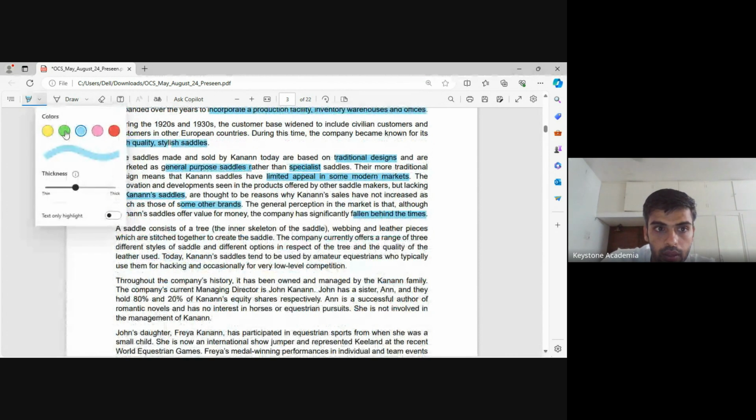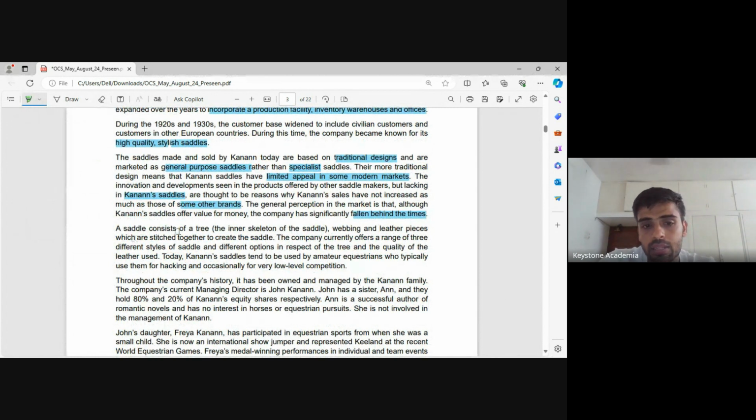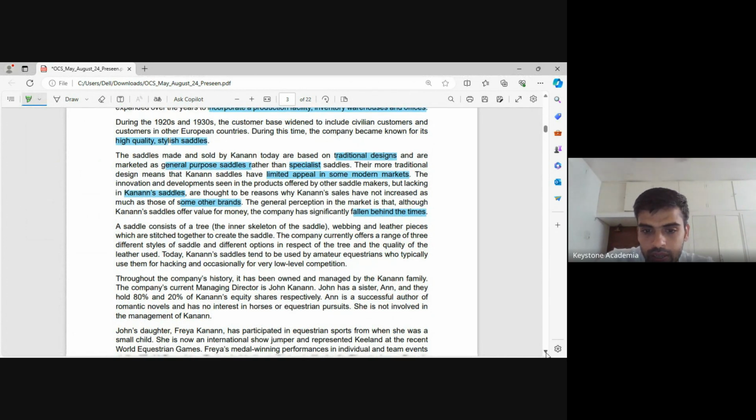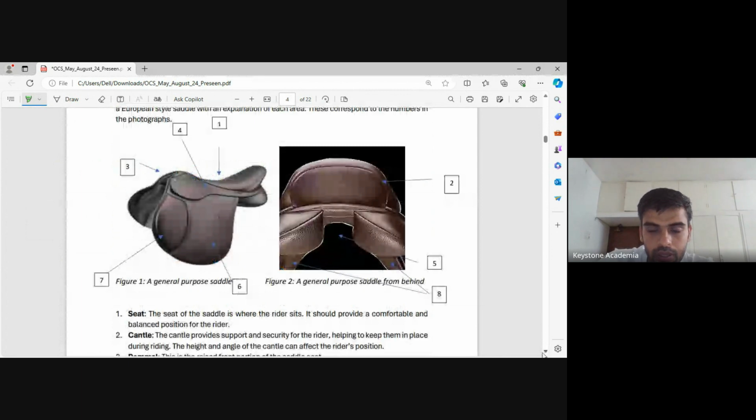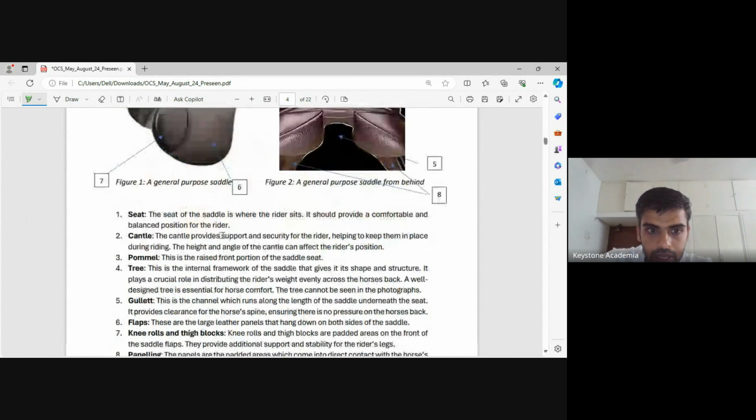Okay, we'll see this going forward. Then the saddle consists of a tree, the inner skeleton of the saddle, webbing and leather pieces which are stitched together to create the saddle. So basically, it is made of three pieces. So we'll have one on the right side support, left side support, the center part, right? Like this. We'll have a seat, we'll have a cantle, pommel, tree.